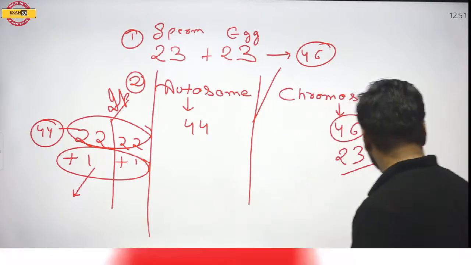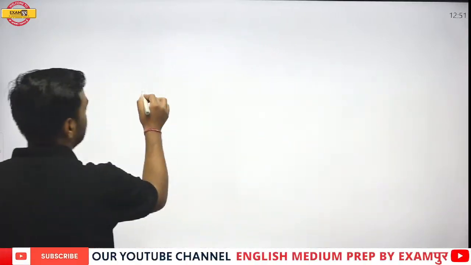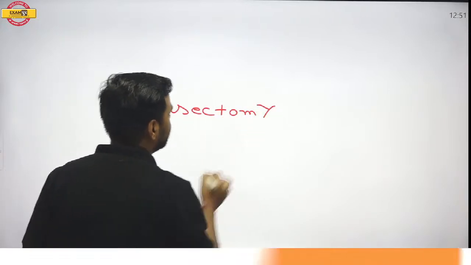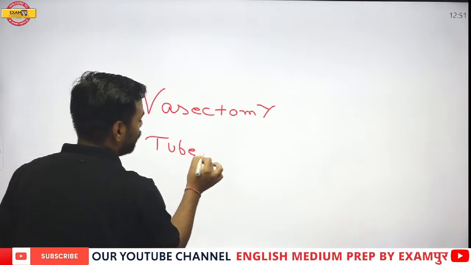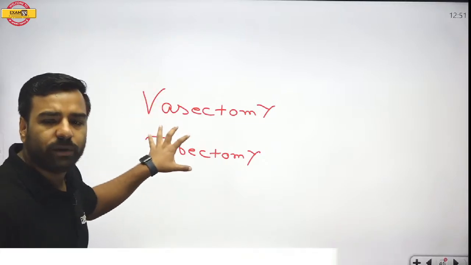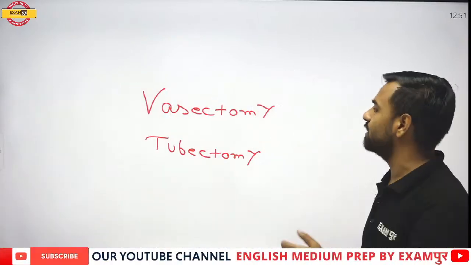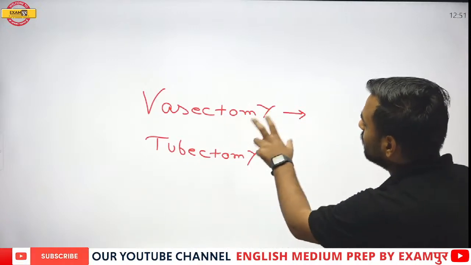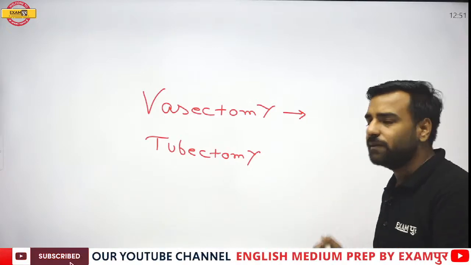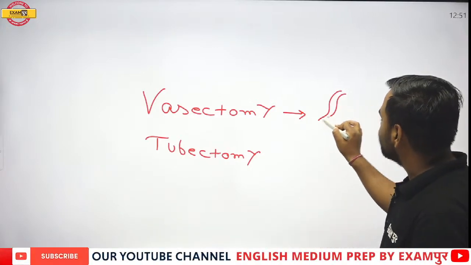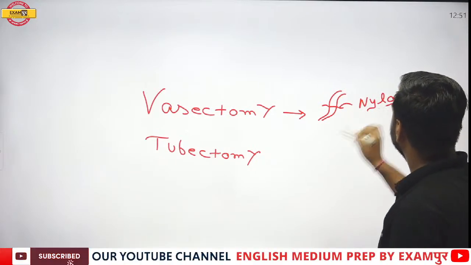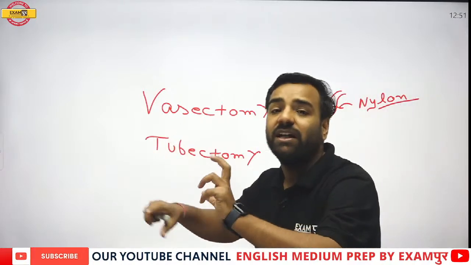Now, from the word fallopian tube, there are two terms. One is vasectomy, and one word is tubectomy. Now, what's the difference between vasectomy and tubectomy? Let's understand this part and we'll sum up the session. When we are talking about vasectomy, what happens with the sperm's production? Those particular tube-like structures are bound with nylon thread so that sperm is not coming out, and in this way we can control the population.